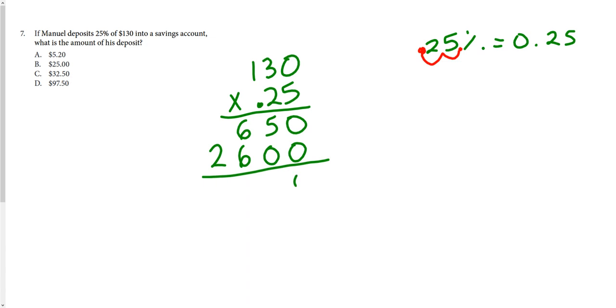And we add them up. 0, 0, we get 0. 5 and 0, we get 5. 6 and 6, we get 12. Carry the 1 over. 1 and 2, we get 3.